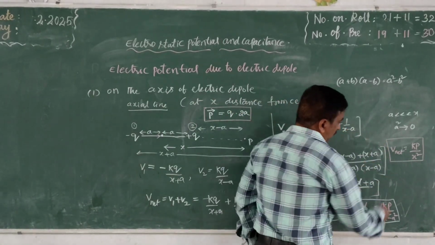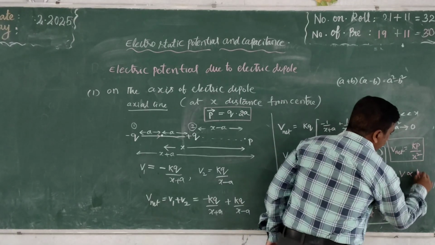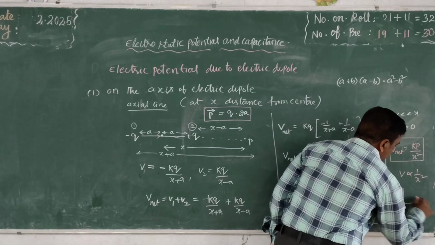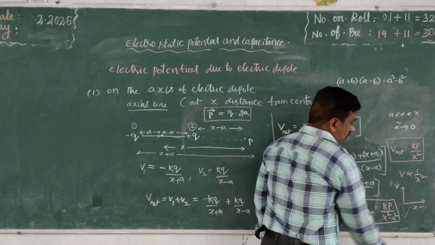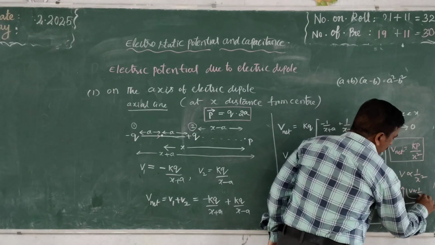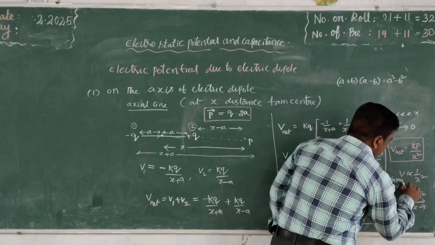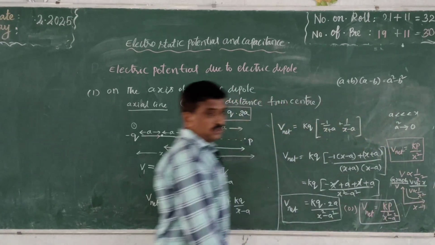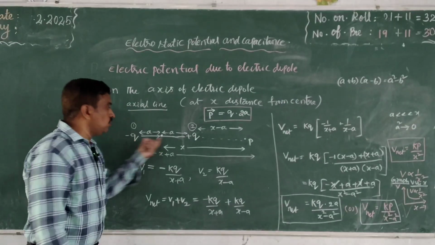One more thing: what is the relation between potential and distance? V is inversely proportional to x square. That's why we can draw the graph, with potential on the y axis and distance x on the x axis. This is the graph of V proportional to 1 by x square, the graph between potential versus x distance. Again, listen once more: the electric dipole has two charges, minus q and plus q.